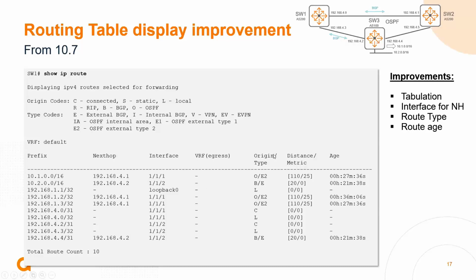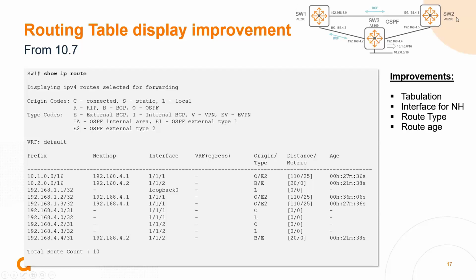You have the route type, for instance. Here you will see OSPF, that's an external route type 2. External type 2 for OSPF. You will see the age, and that information is very much important when you want to troubleshoot, for instance, link flapping or issues with a given routing protocol. So that information is very, very useful for troubleshooting.